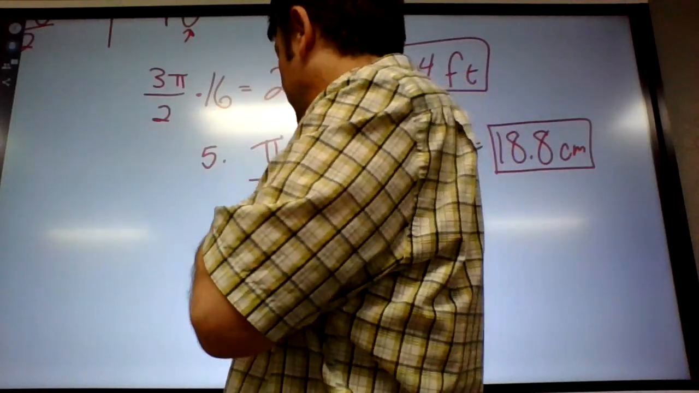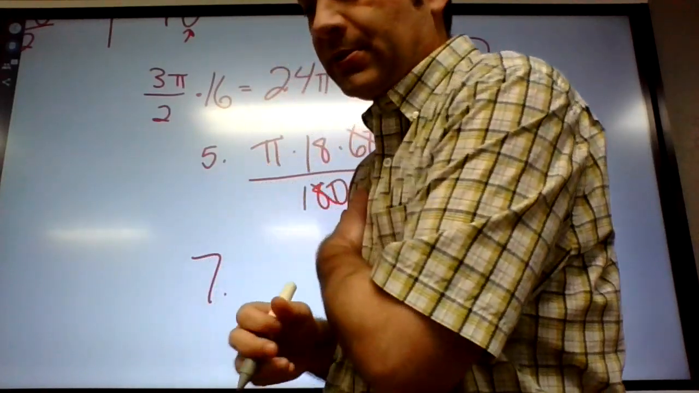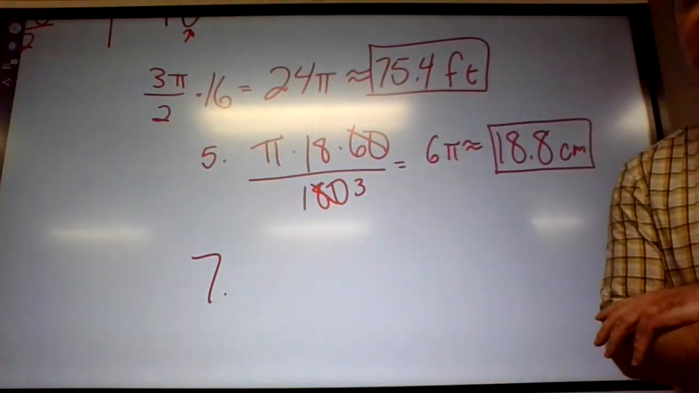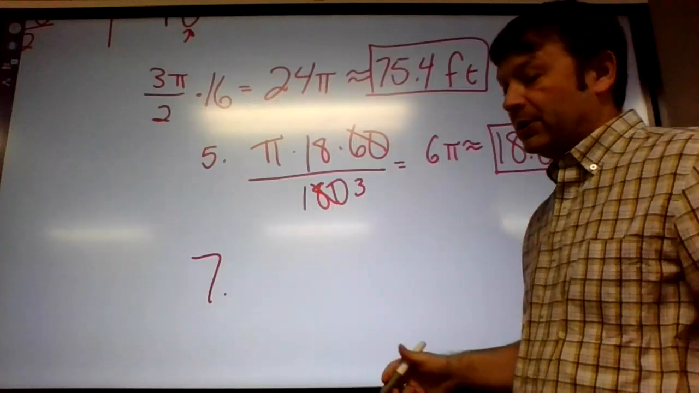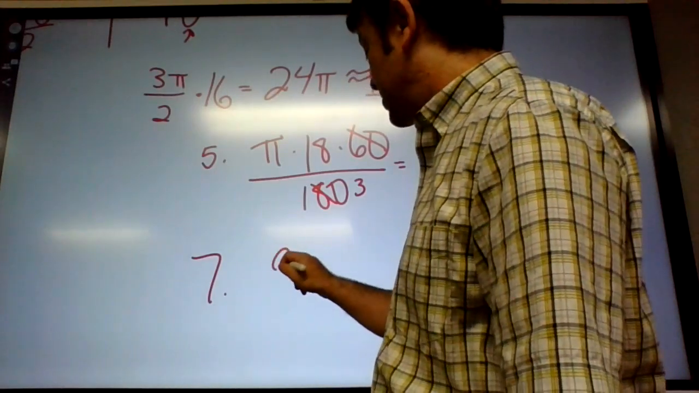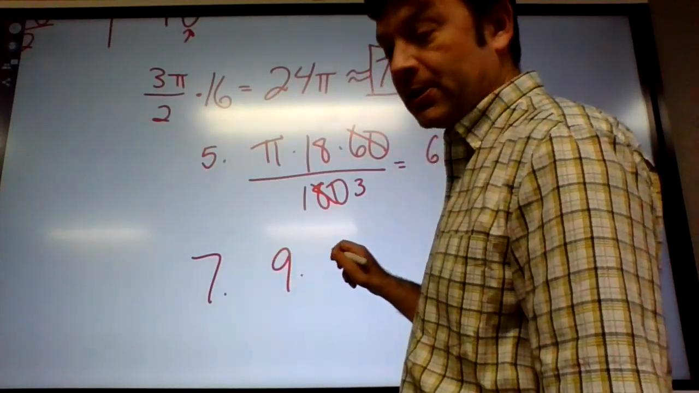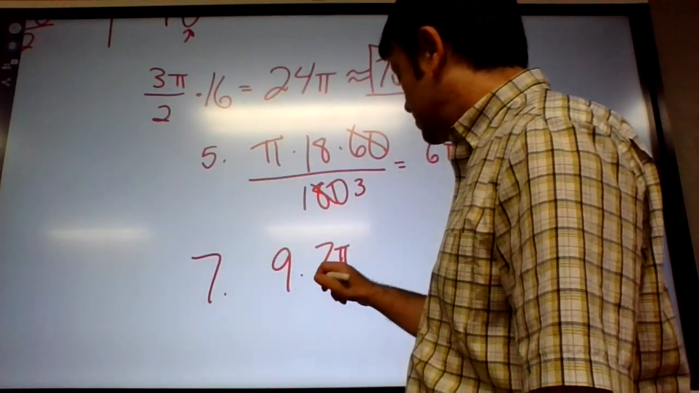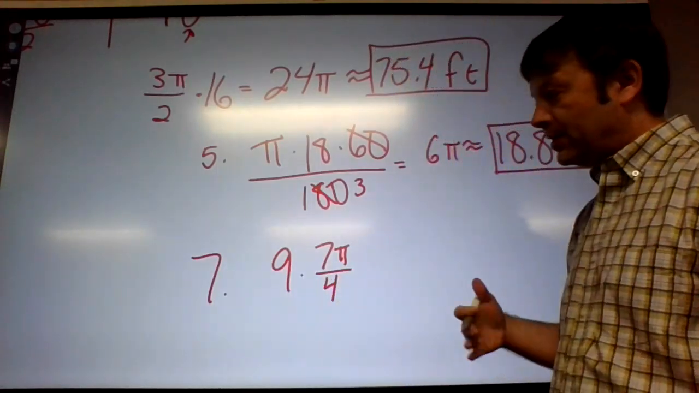Number 7. Okay, 7 is the same thing as 3. It's radians. 7 pi over 4 is the thing. So the radius is 9. 7 pi over 4 is the theta, the angle.